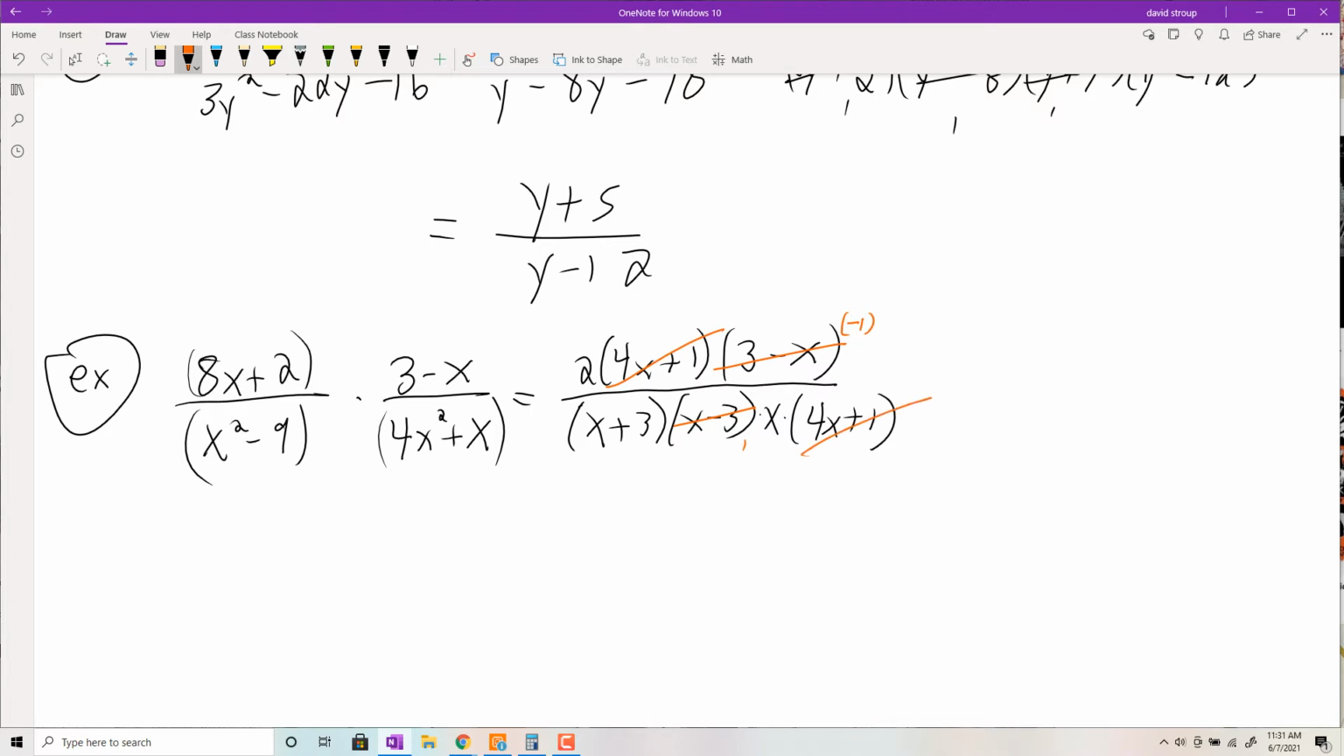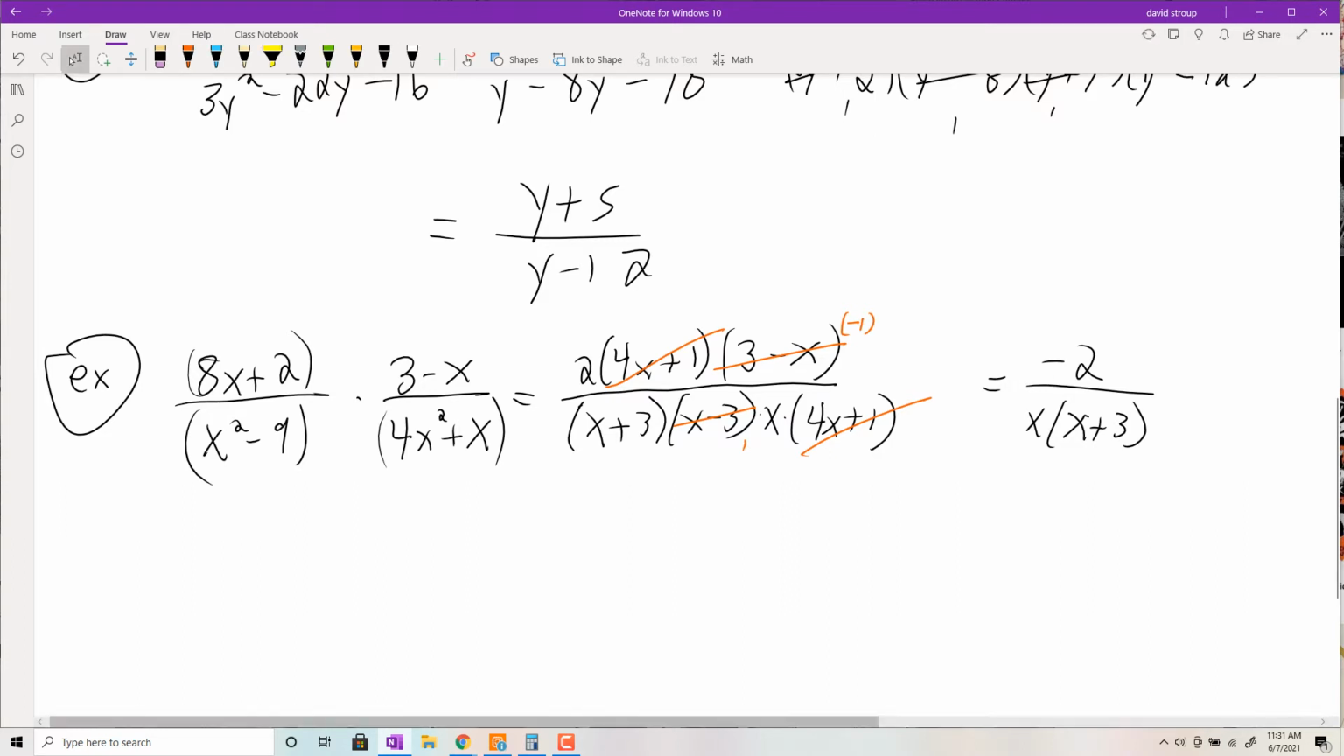The 4x plus 1s are gone, and then I think that's it. So in the numerator, you're going to end up with -2. And the denominator, it looks like we have an x times x plus 3, which you could leave like that if you want. No reason to distribute the x back in. Sometimes it's better to just leave it factored. In some of the applications of work, some of the applications where you're doing problems, it's better to have it in that form anyways.